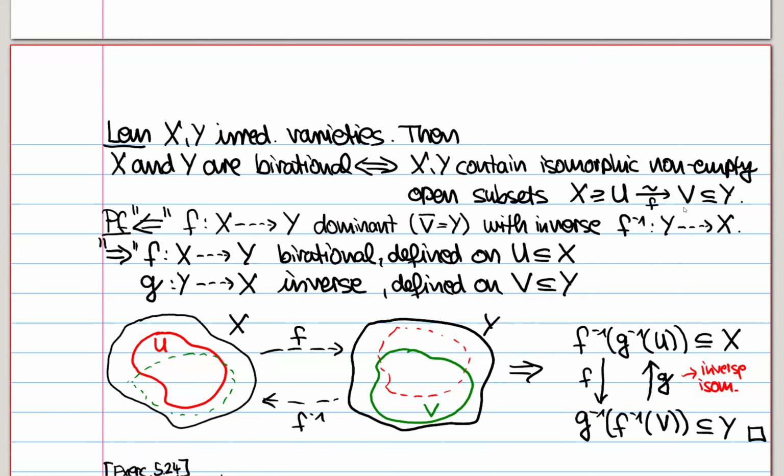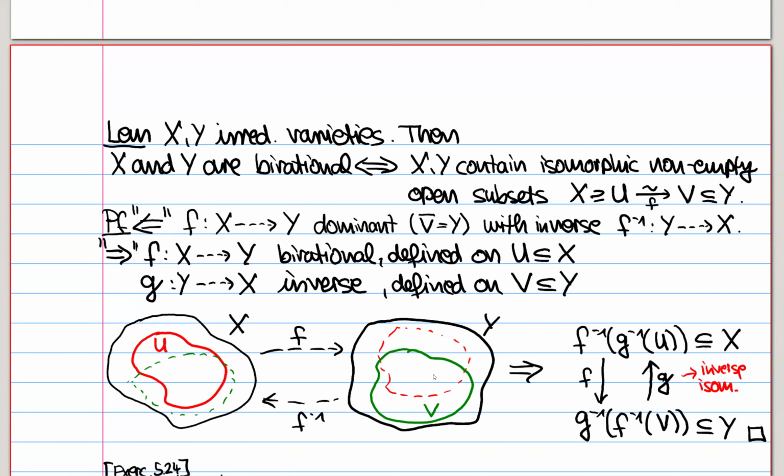The other direction is just slightly more tricky. So assume that you have f from X to Y birational, which is defined on U, and g from Y to X, the inverse birational map defined on V inside Y. So this is the situation. You have X and Y, and then on the red part U you have a map f, and on the green part V you have the map f inverse. And then we just need to find some open subset here isomorphic to some open subset here.